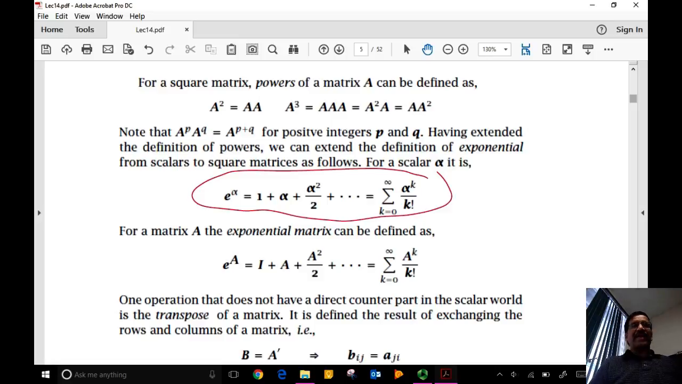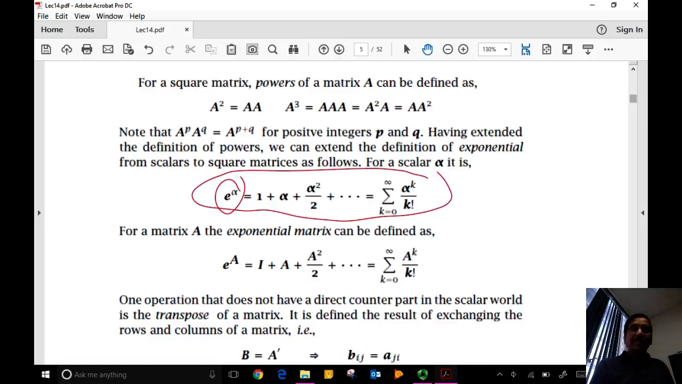The exponential of alpha, where alpha is a scalar number, is 1 plus alpha plus alpha square over 2, and so on. That's an expansion. So it's an infinite series, and it's a particular series for which we give it a name. And that function actually has a lot of nice properties, in the sense that if you take its derivative, it is the same function. It's a beautiful property of the exponential function.